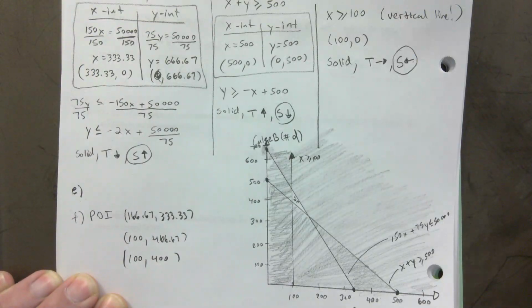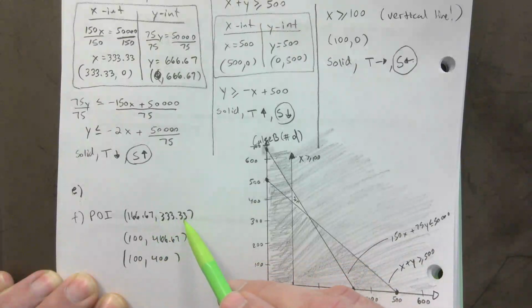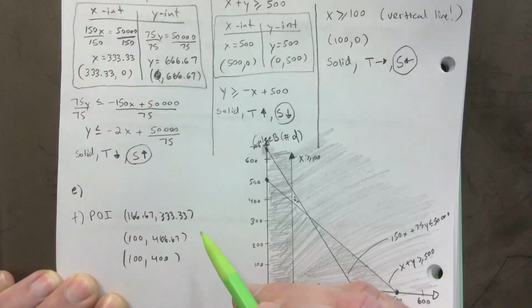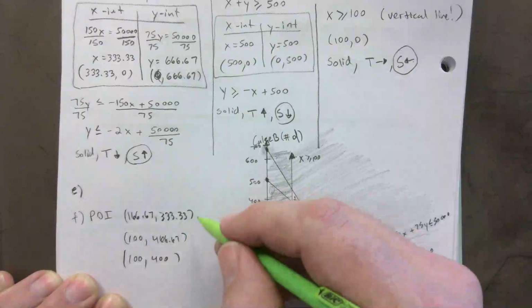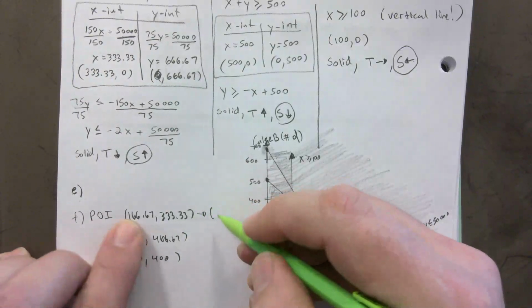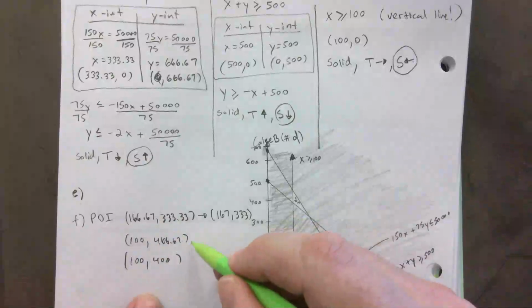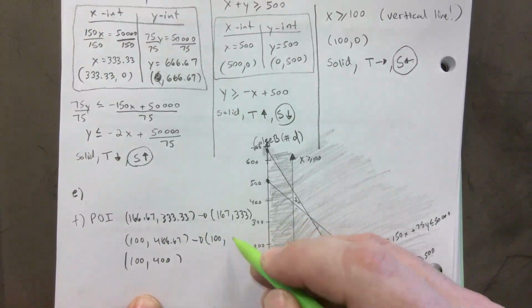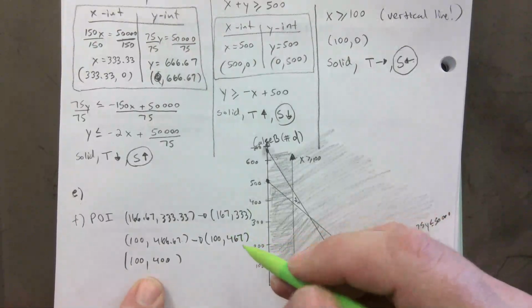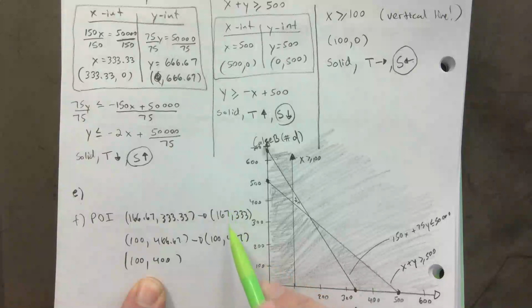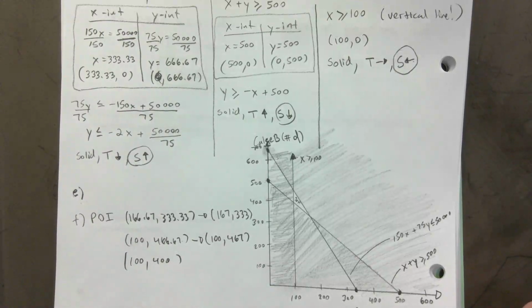What's wrong with these points of intersection? Number of cakes. Can you have decimals? Maybe if you take a big bite off of it before you put it on the shelf, but that's not cool, right? So we round 167 to 333. This is 100 to 467. This one stays, right? So you just have to show me both. I want to see the decimal and I want to see the rounded version of it. So then you understand what needs to happen.